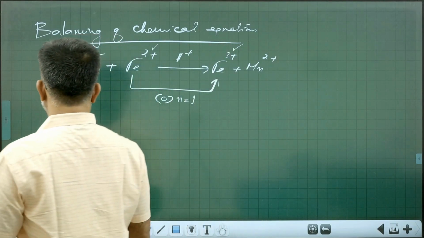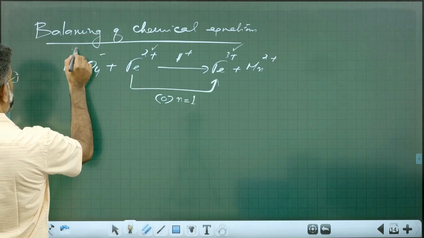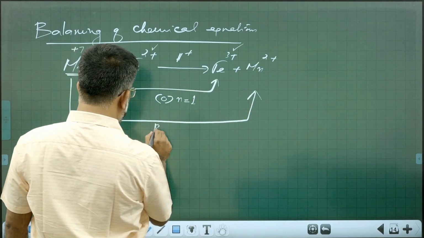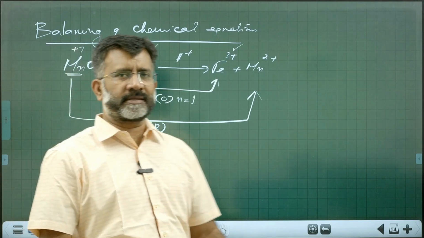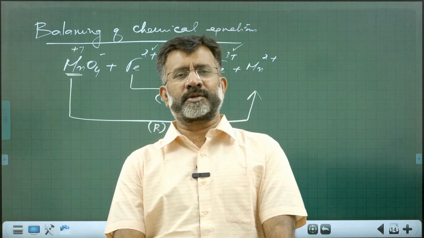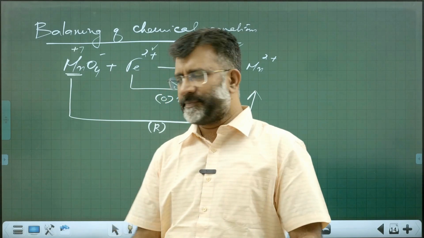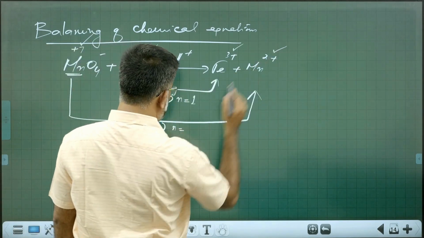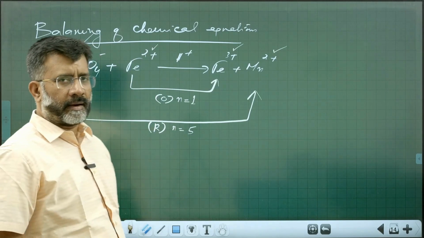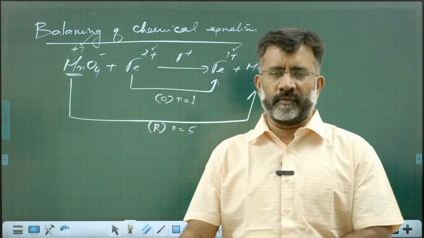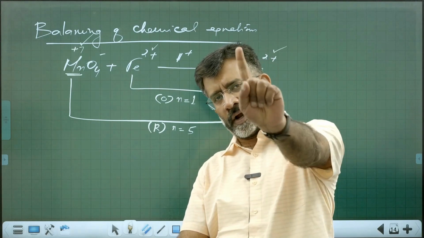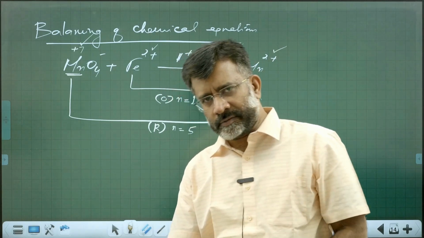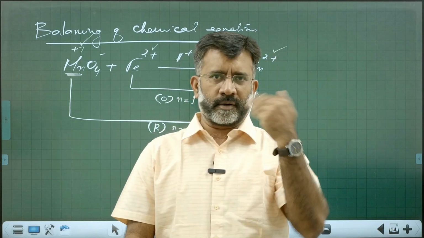Now go through reduction. In permanganate, manganese is in plus 7 state and is reduced to plus 2 state. That is reduction, right? What is the N factor? Plus 7 changes to plus 2. N factor is 5. So here you can understand what is oxidation, what is reduction, what is N factor. Oxidation, N factor is 1 and reduction, N factor is 5. That means during oxidation, 1 electron is lost and during reduction, 5 electrons are gained.